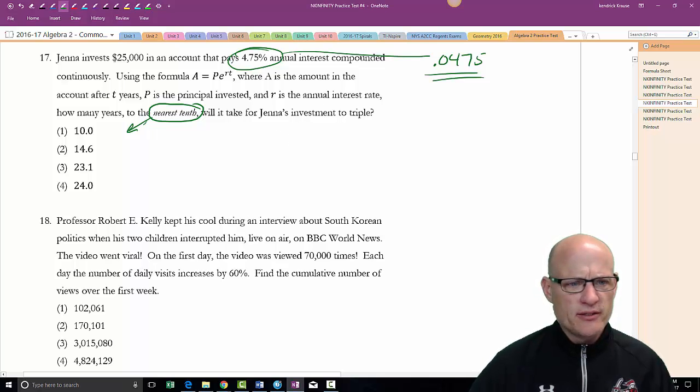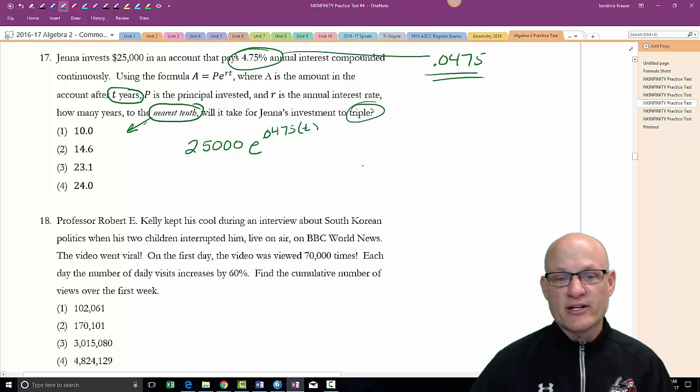R is the rate. T is in years. All right, so we're investing $25,000. That's our initial investment. Times e to the 0.0475. We're looking for T. Oh, we want our money to triple. So we want this to equal triple the money. Tripling my money is $75,000.